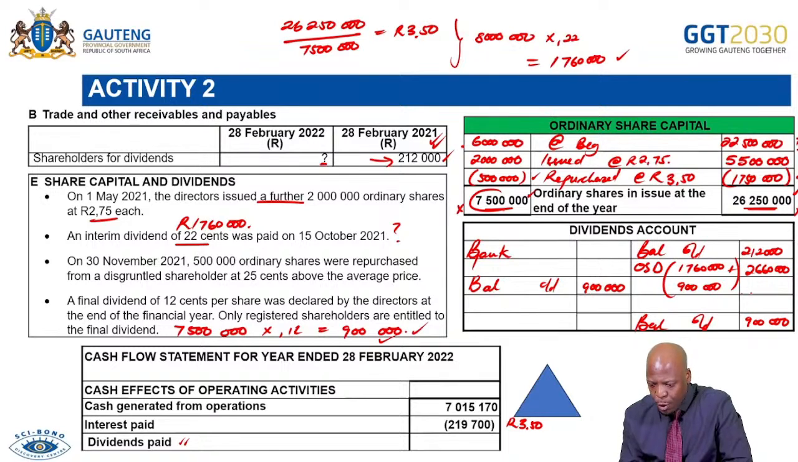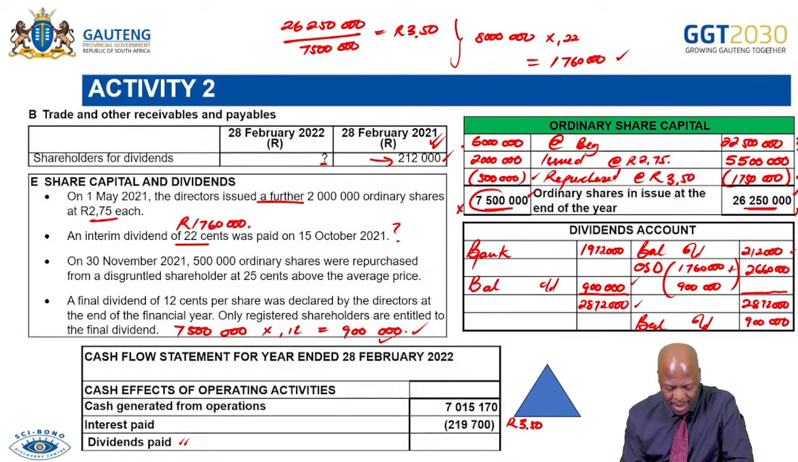All right. Now, to make this simple, remember, we add it up to see the side with the highest amount. So we're going to add our 212 plus our 2,660,000. That will give us 2,872,000. So here I'm going to come, it's going to be 2,872,000. Then to complete this now, you say 2,872,000 minus your 900,000. That will give you 1,972,000. Okay, that becomes your dividends paid.